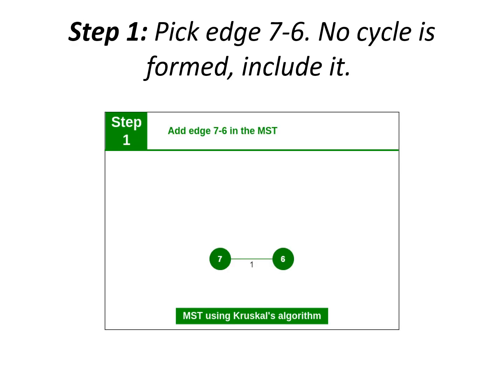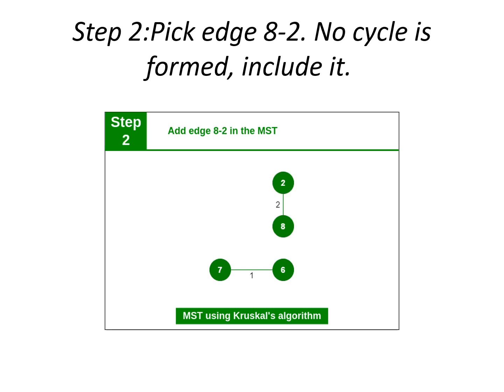Step 1. Pick edge 7, 6. No cycle is formed. Include it. Using the previous table, we have to draw the minimum spanning tree. In the table, 7 and 6 have a weight of 1. So we have to draw the minimum spanning tree using the vertices 7 and 6.